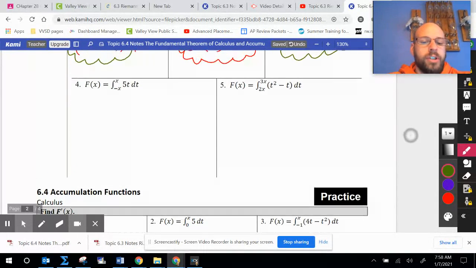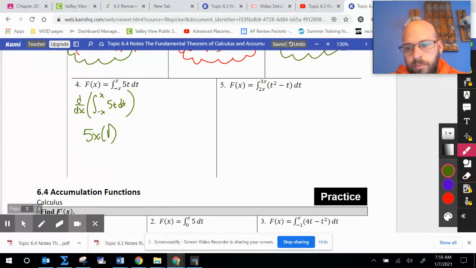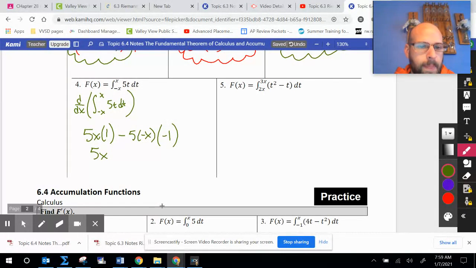Now let's do a couple problems where we have expressions on the top and bottom. So if I were to do d over dx of the integral from negative x to x of 5t dt, that's going to give me 5x times the derivative of x, which is just 1, minus 5 times a negative x times the derivative of negative x, which is a negative 1. Got a lot of negatives going on there. So that's going to end up giving me a negative 5x, which will give me 0 in this particular case.